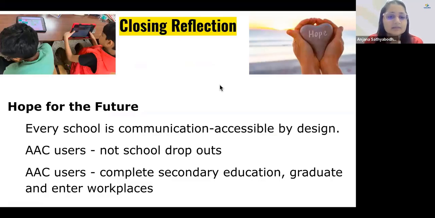So, right on time. As we close, our hope for the future is that every school should be communication accessible by design. AAC users should not be school dropouts, not because they're not capable, but because they're not understood, or they're misunderstood, or they're not supported enough. We want to see more and more AAC users completing secondary education and graduation and entering workplaces. So I hope that's the future.